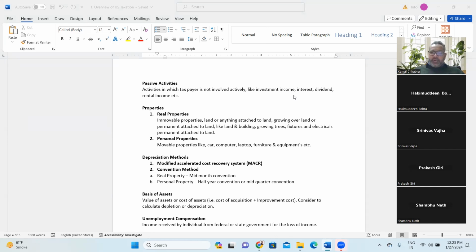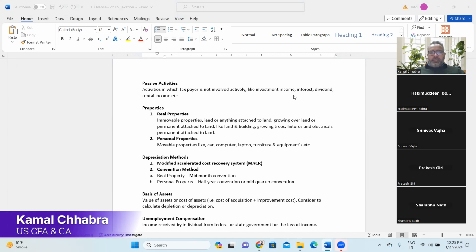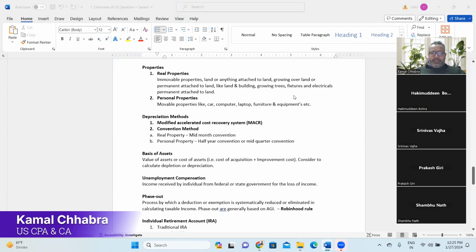Passive activities are those activities in which you, your client, or the taxpayer is not actively involved. We'll understand in detail the definition, what number of hours results in an active activity, and what needs to be considered when you call an activity passive or active.